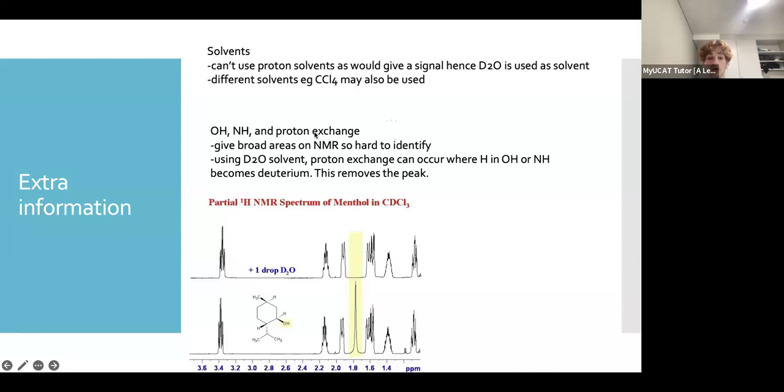Someone asked, I thought you use CdCl3. You can. Yeah, of course, that would work as well. Basically, the key point here is to use a solvent with no protium, hydrogen-1, in it, because that would just interfere with your results.